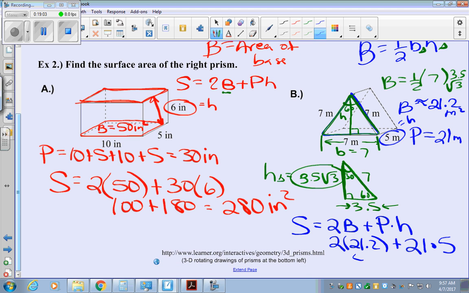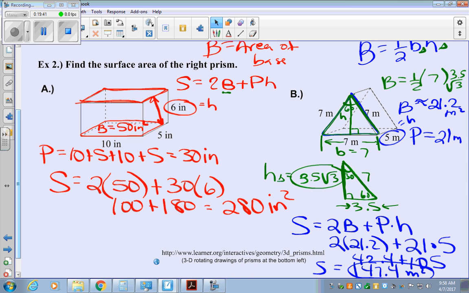21.2 times 2 is 42.4. 21 times 5 is 110. Nope. 20 times 5 is 100. 1 times 5, so it's 105. Sorry, I got a little crazy on the 5 there. And then 105 plus 42.4 is 147.4. Guys, check my math on that. Meters squared. So the surface area is 147.4 meters squared.